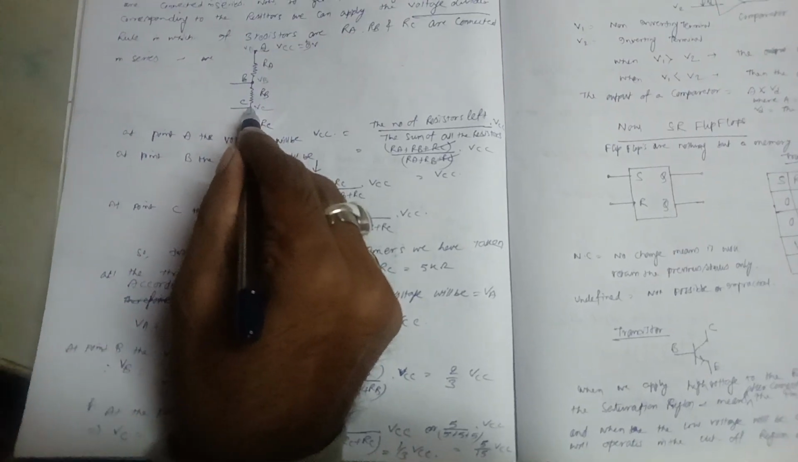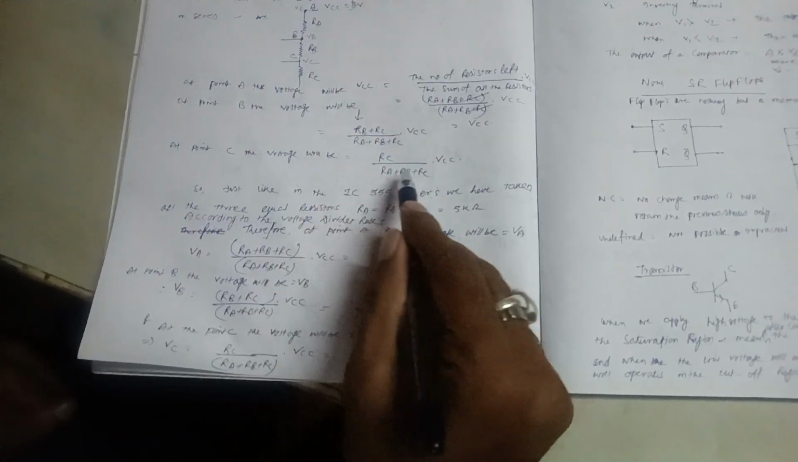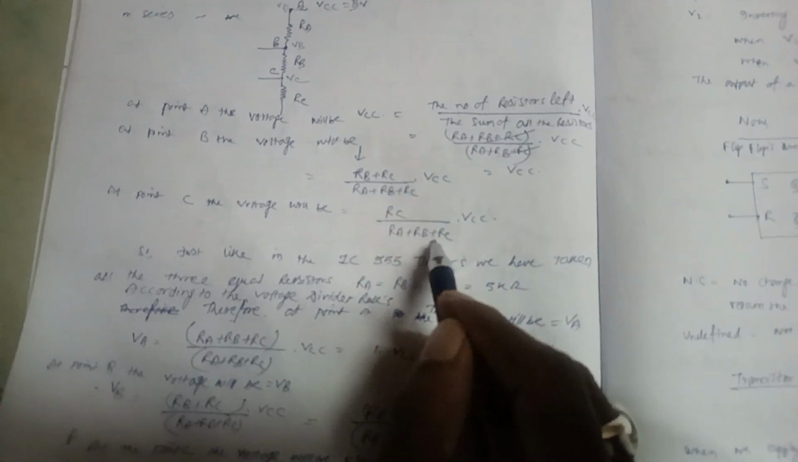But if I ask you about point C, the left resistor is only one. So the voltage at point C will be RC by RA plus RB plus RC, means the resistors left divided by the total resistors, into VCC.